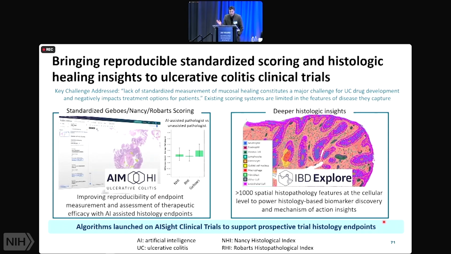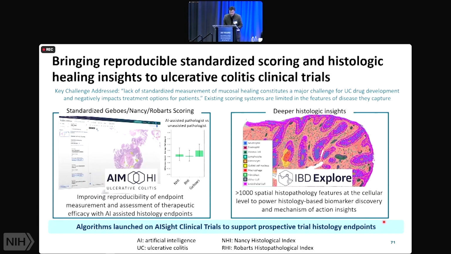And then our much more broad and exploratory tool on the right, IBD Explorer, which measures essentially entirely pathologist impossible quantitative features and captures over 1,000 spatial histopathology features at the cellular level to power both new biomarker discovery as well as insights into mechanism of action. And of course, these two things can really work well together for defining future biomarkers.